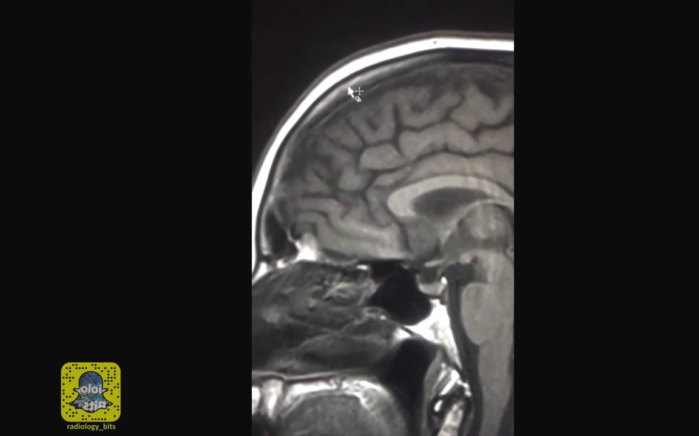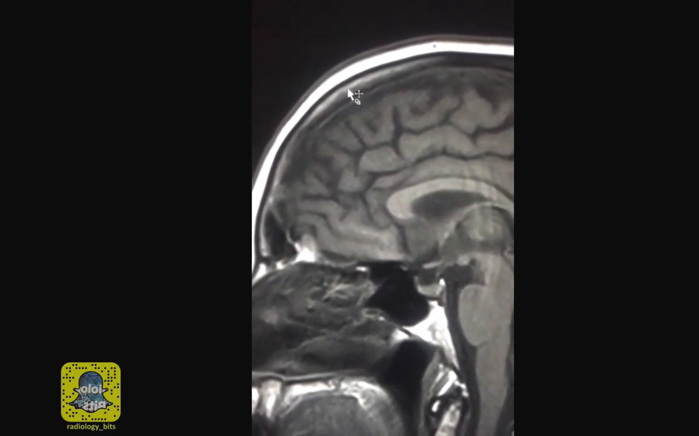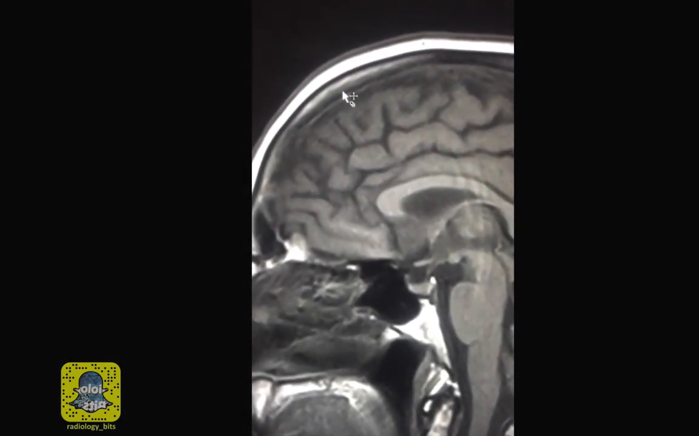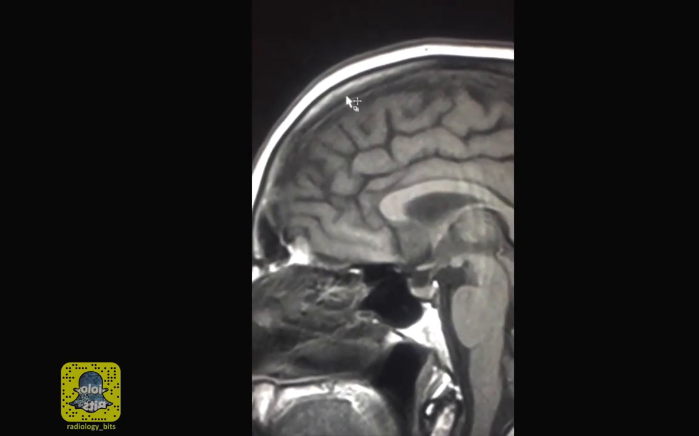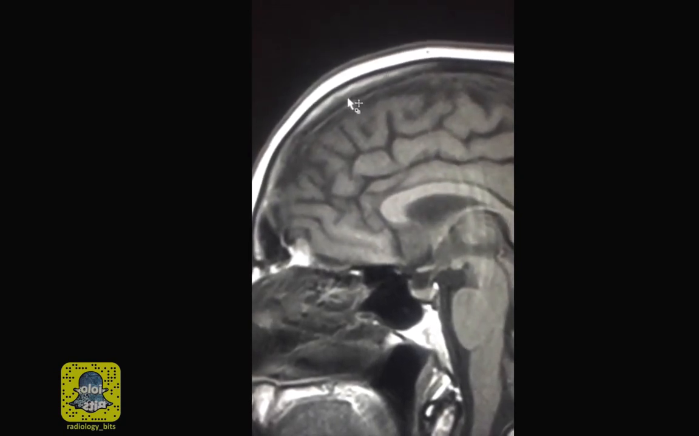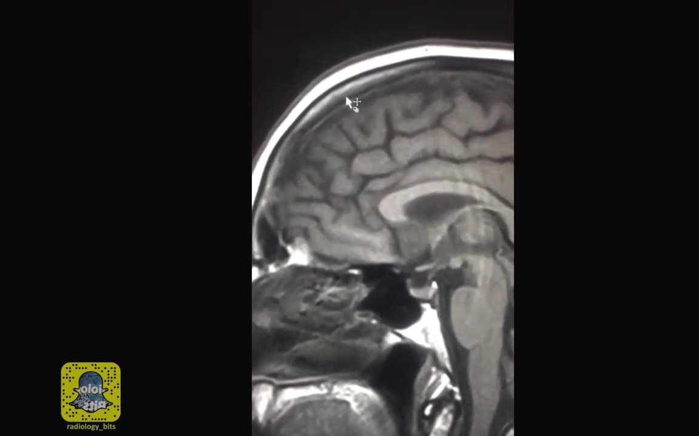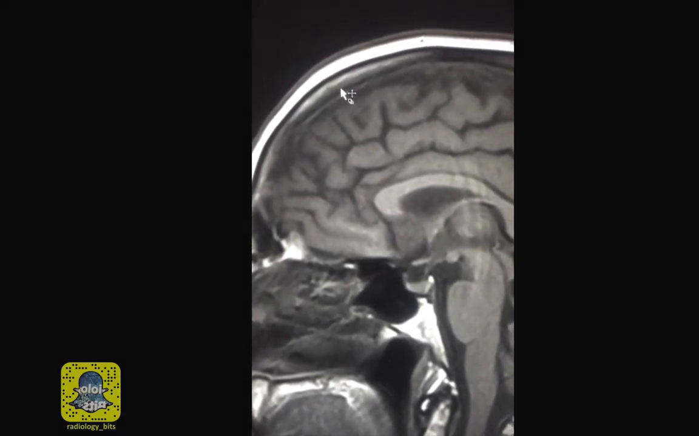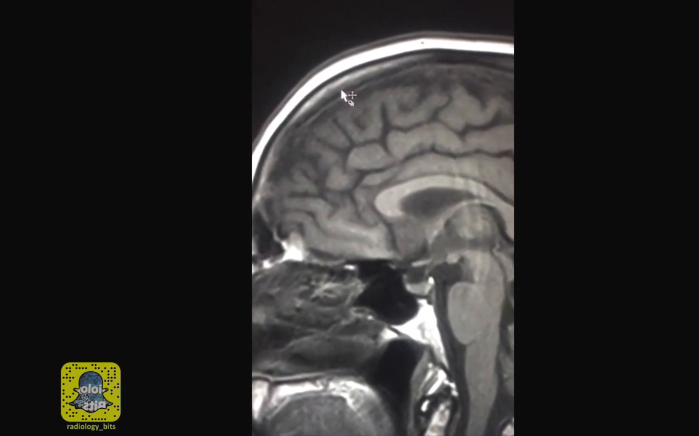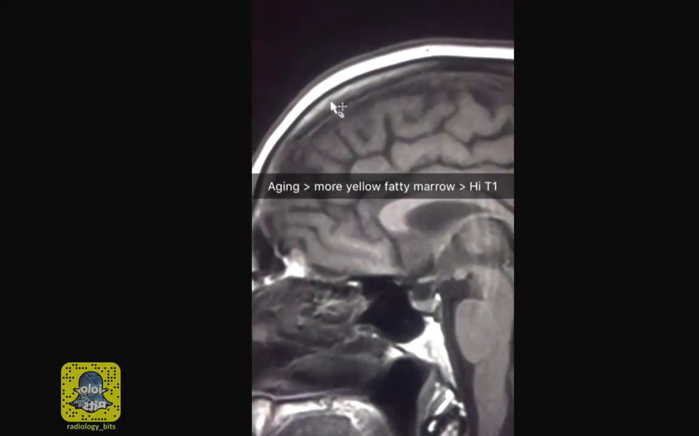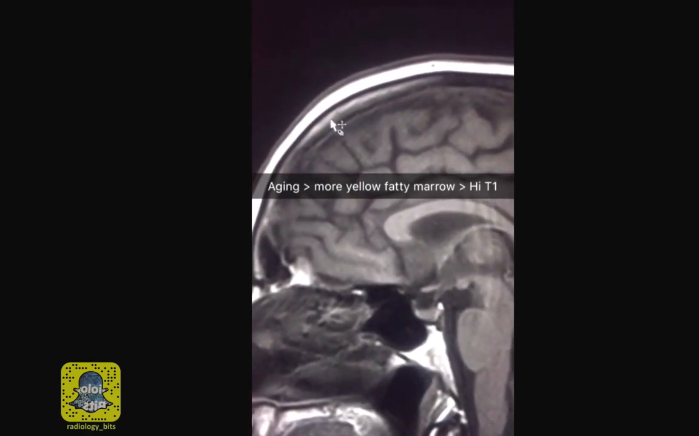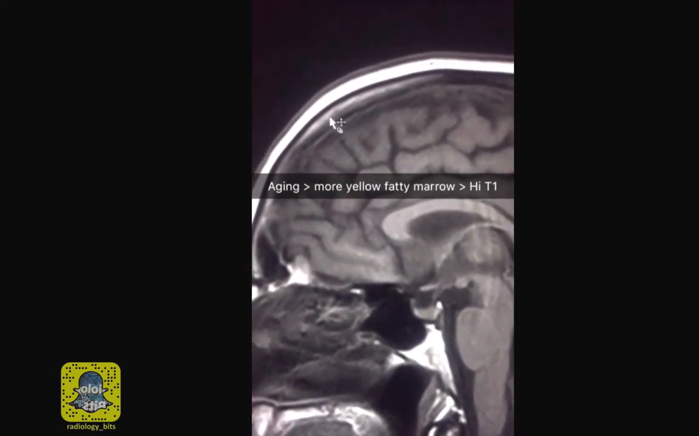As we discussed in a prior case, the marrow contained within the bones could be one of two types, either red marrow or yellow marrow. The vascular red marrow is usually dark on T1, while the yellow marrow, because it contains fat, is bright on T1. As we grow older, the red marrow gets replaced by more yellow marrow, so more fat in the bone marrow. And since the yellow marrow contains fat, it should be bright or of high signal intensity on T1.